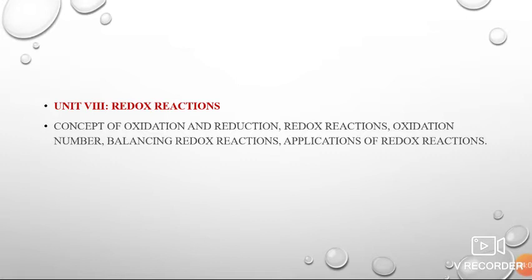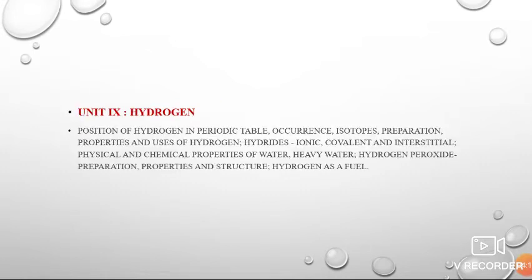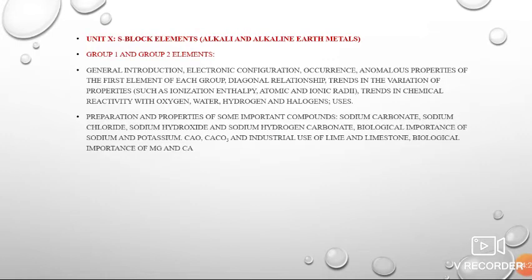In this chapter you will study the oxidation and reduction concept, then redox reactions, oxidation number, balancing redox reactions, applications of redox reactions. Then unit number 9, hydrogen. In this chapter you will study the position of hydrogen in the periodic table, its occurrence and the physical and chemical properties of water. Then unit number 10, S block elements.